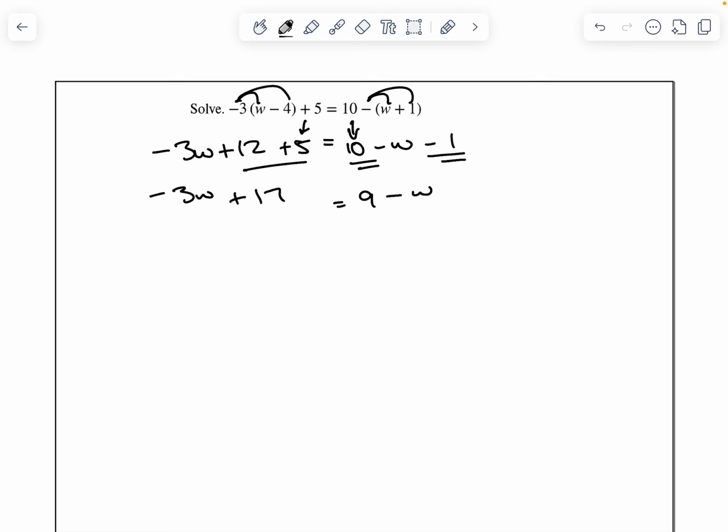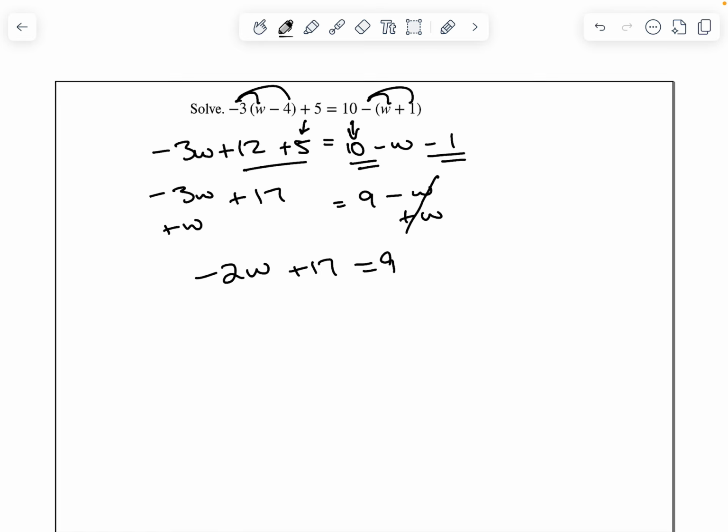Once we've combined our like terms, we're going to use the addition-subtraction property of equality to try and get all the variables to one side, all the numbers to the other. Doesn't matter which side which goes on. The variables can go to the left or right, same with the numbers. Most people prefer to get the variables to the left, so that's what I'm going to do here. To get the variables to the left, I'm going to add w. And I know I'm going to do that because addition will undo that. I'll have negative 2w plus 17 equals 9.